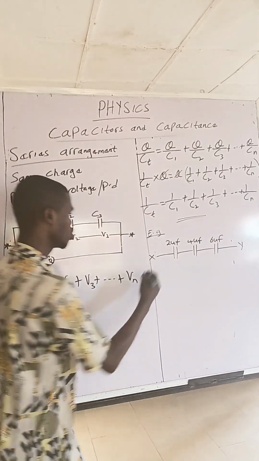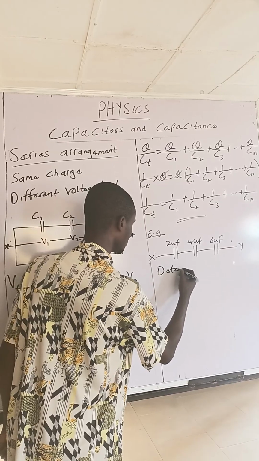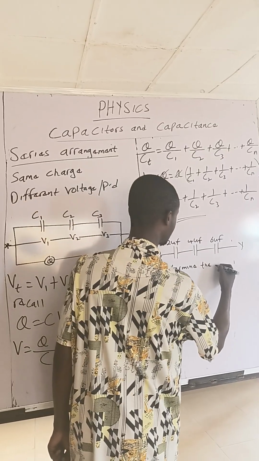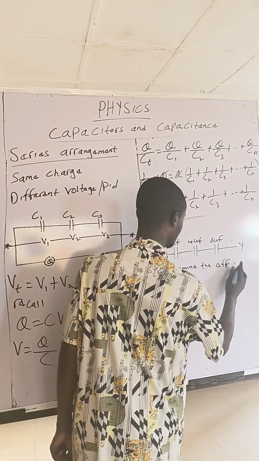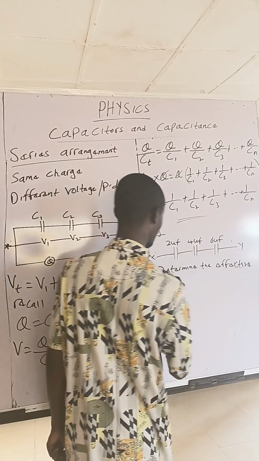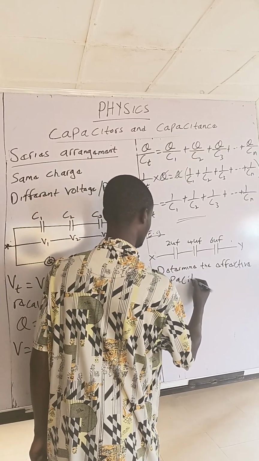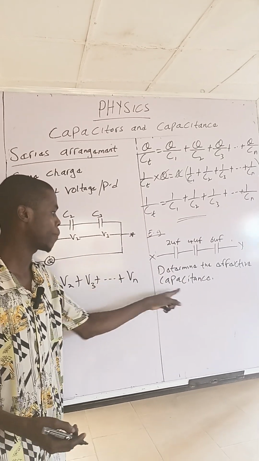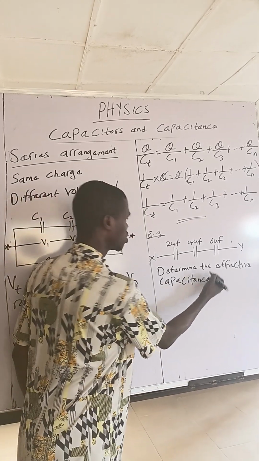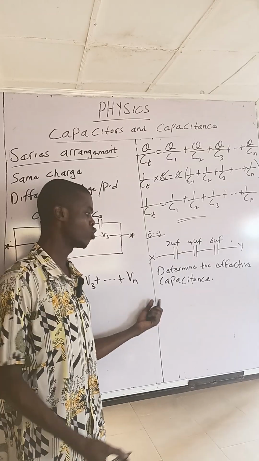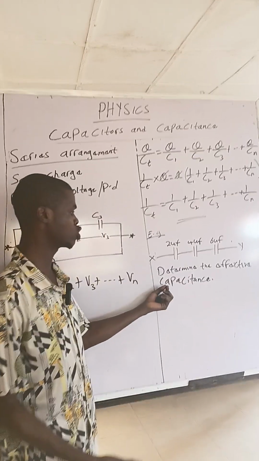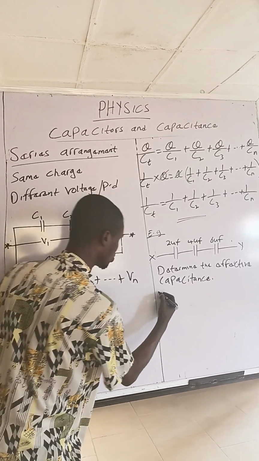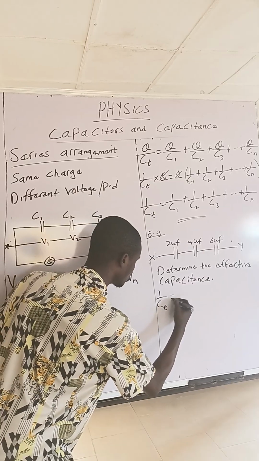So we have to determine the effective capacitance. So to determine the effective capacitance, it means you should look for the total capacitance. You have to calculate for the total capacitance, or they can ask you look for the total capacitance, calculate for the effective capacitance, or you should calculate for the net capacitance. Now, since we have known that, so we can say 1 over C total, the solution now.